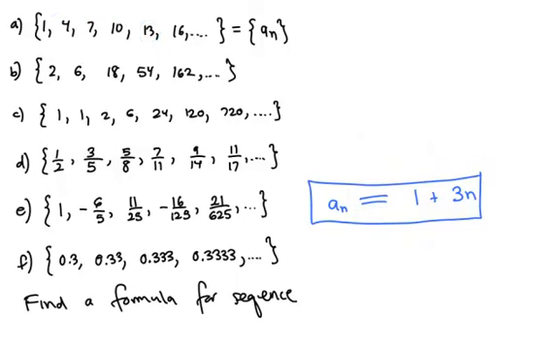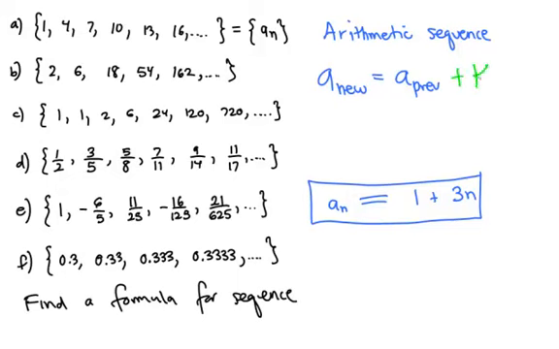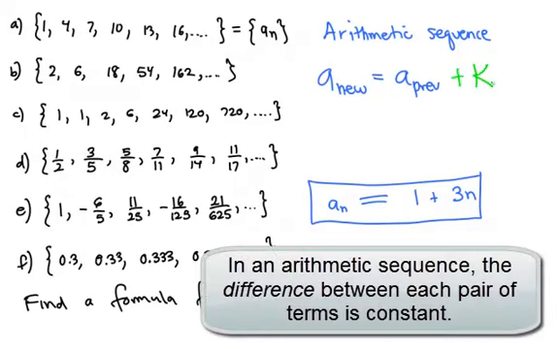This first example, the sequence A_n, is an example of something called an arithmetic sequence. The idea of an arithmetic sequence is one in which each new term, A sub new, is equal to the previous term, and you add the exact same constant k each time. In this example, that constant was 3. Generically speaking, the constant might be something else.